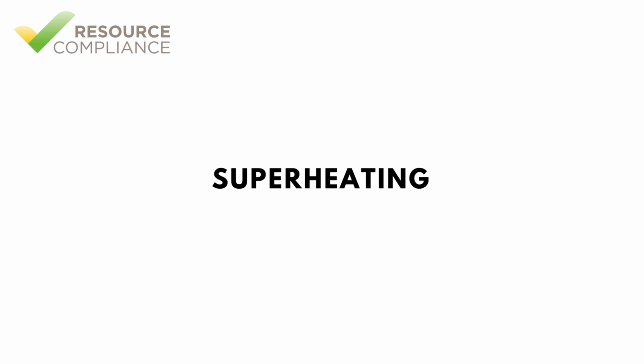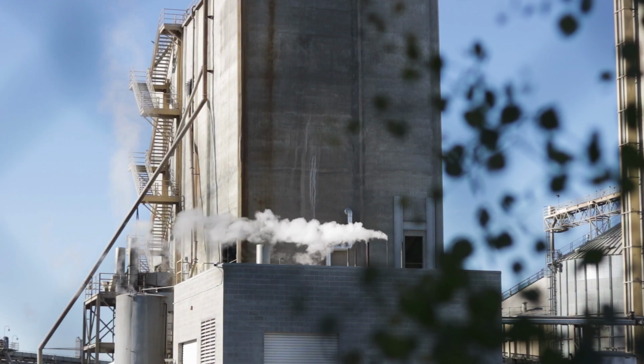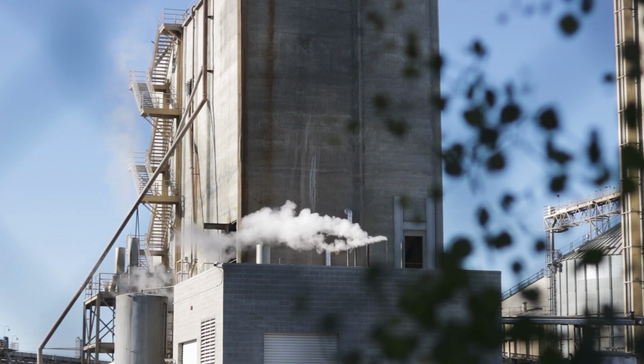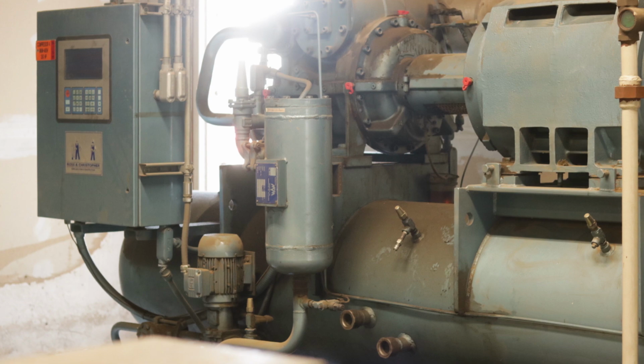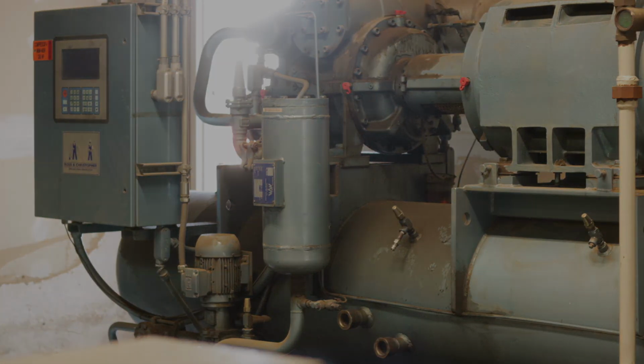The term superheated is used to describe vapors that are heated above their saturation point. 230 degrees Fahrenheit steam has 18 degrees Fahrenheit of superheat. When heat is added or removed from a superheated vapor, the temperature of the vapor will change, meaning the heat is in the form of sensible heat. Refrigerant exiting a compressor will always be superheated.